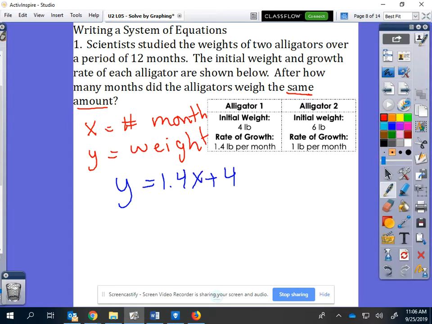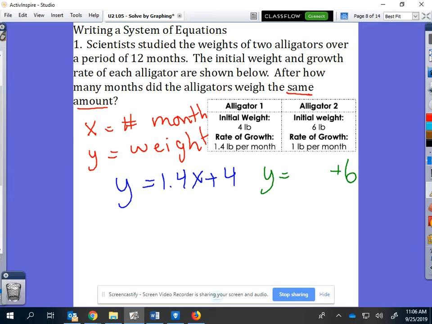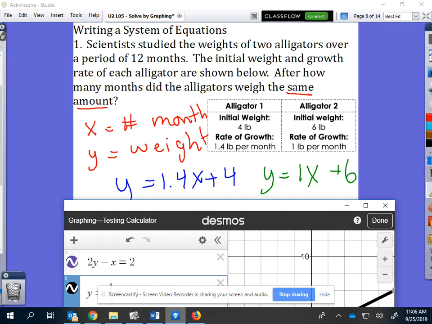And our second equation is, we're starting out here with 6 pounds, so we're a 6-pound alligator getting started, and we're only growing at 1 pound per month, so that's 1x plus 6. And so that's going to be tough to graph by hand, which is why Desmos is so great.